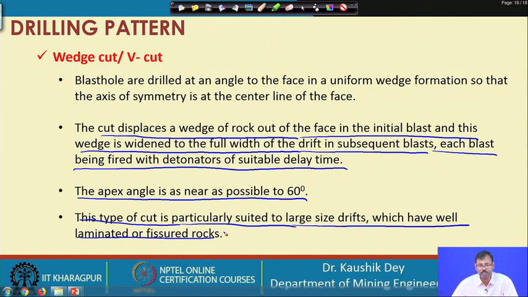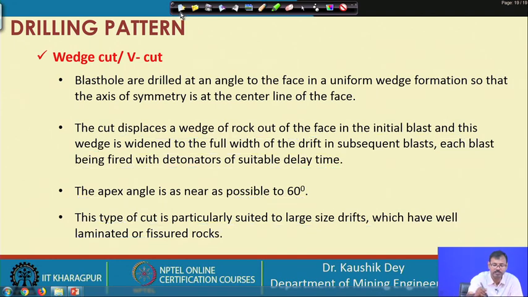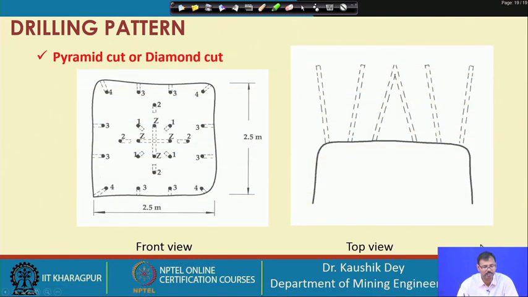The problem you can understand: as we are giving an initial angle centrally, the drilling length is basically governed by the width available in the opening. That is the drawback of this wedge cut system; otherwise the wedge cut is very useful for the excavation. Pyramid cut or diamond cut is basically a double wedge cut.